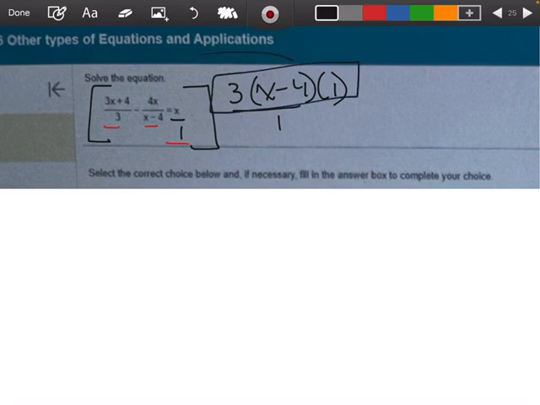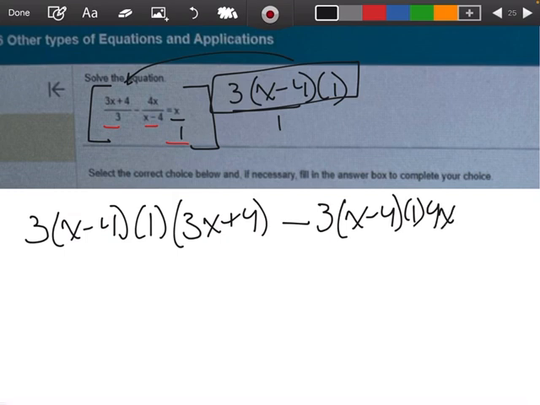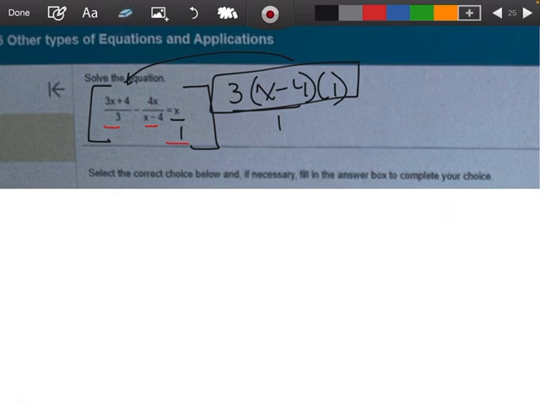I'm gonna take this guy right here and put 3, x minus 4, and 1, and right next to that I'm gonna write a 3x plus 4. Minus, I'm gonna do that again, 3, x minus 4, and 1, and next to that a 4x, equals, oh, I'm running out of room here. Let me get a better pen that hopefully works a little easier. Okay, so let's try that again.